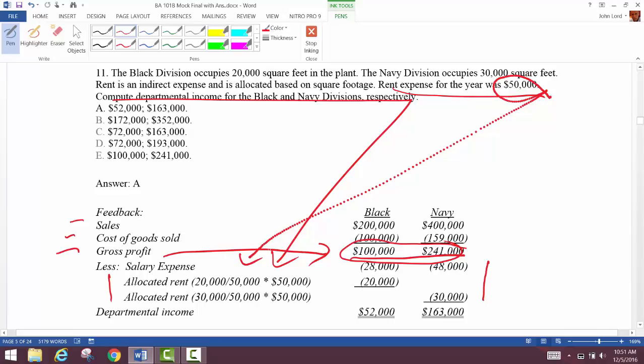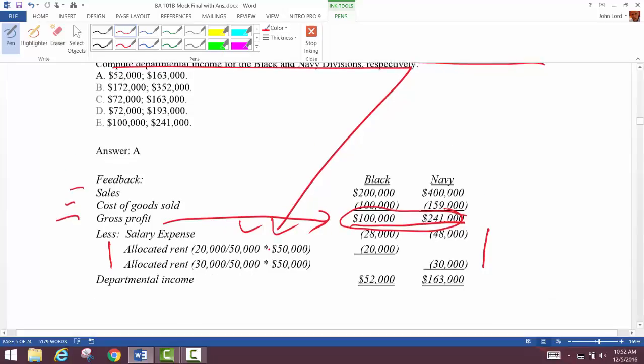When they start asking for numbers like operating income, etc., that's different from simply asking you, should we keep this division? Should we keep this division or not? You would not allocate those indirect costs. Okay? Okay, good.